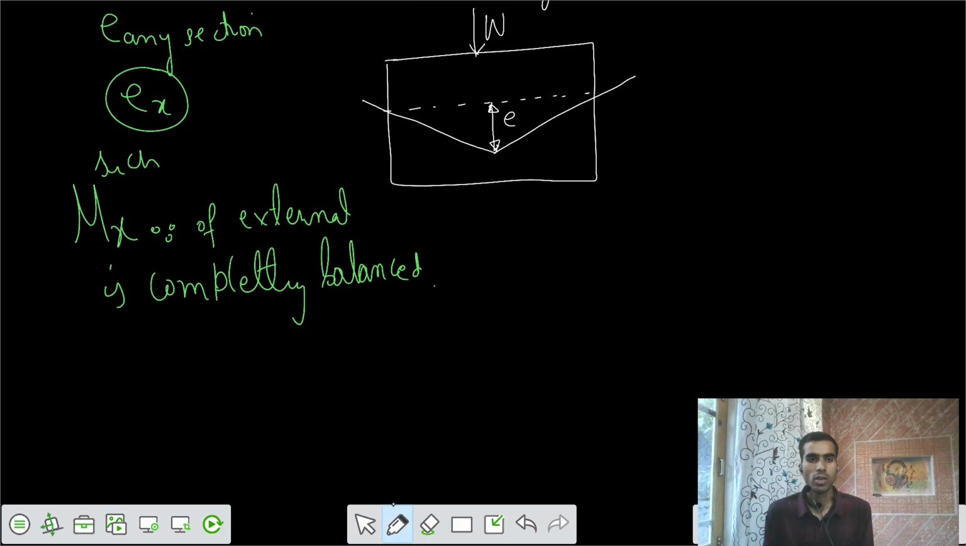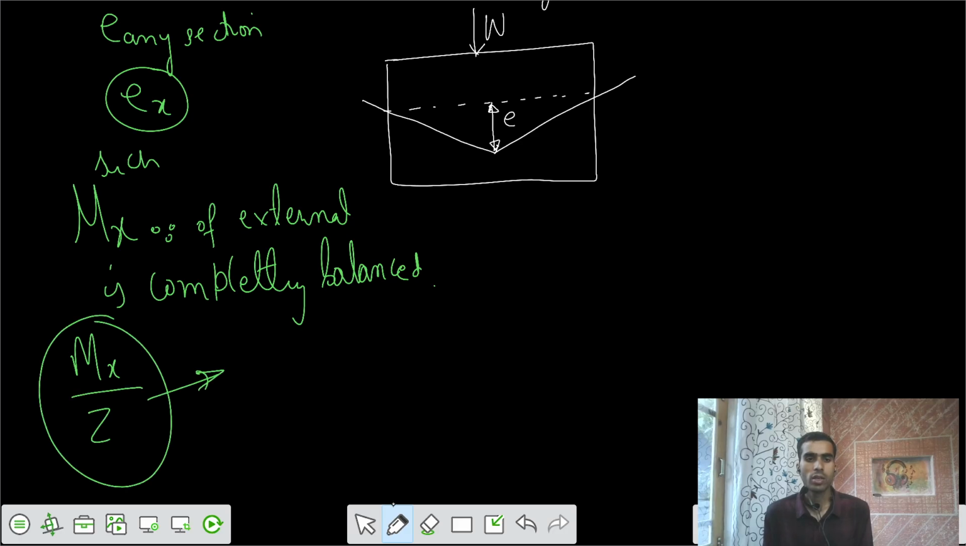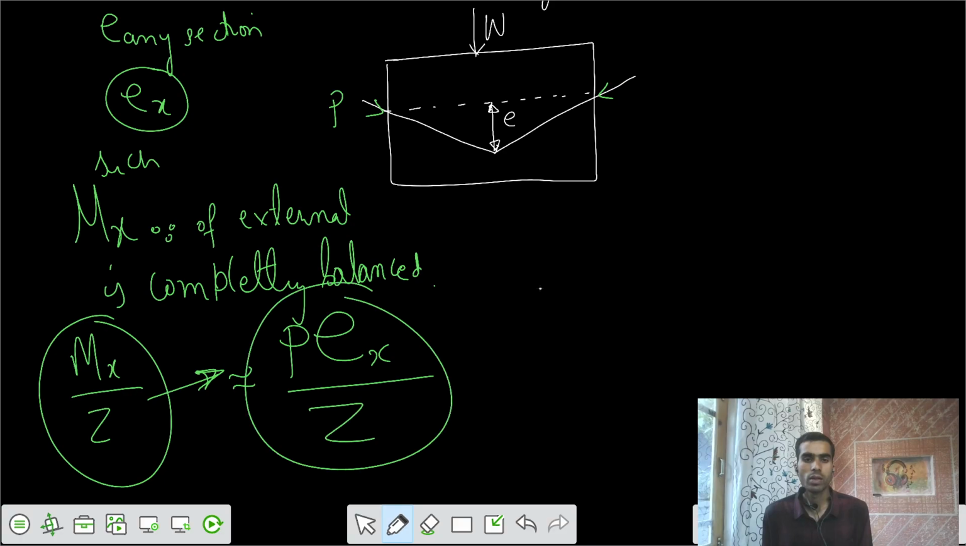So that means I want that this stress because of this moment Mx by Z is equal to the stress because of the eccentricity of that load P. Let's say there is some P. I want that because of the eccentricity of that P, there is some eccentricity at any location X, divided by Z. So I want that this should be balanced by this one. What should be my condition for that?